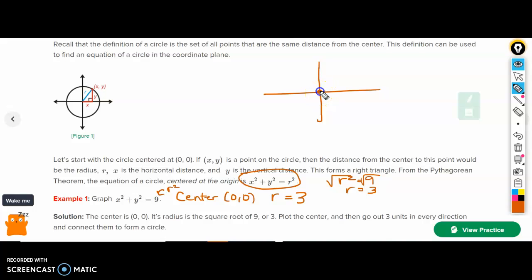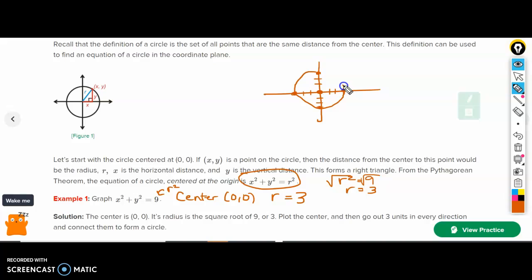Square root of 9 is 3. So my radius is 3. So I'm going to go to 0, 0. There's my center. Then my radius is 3 units. So 1, 2, 3. There's one point on my circle. What I like to do is go up 3, because that's the radius of 3, to the left 3, that's a radius of 3, and down 3, that's a radius of 3. And then I can sketch it.